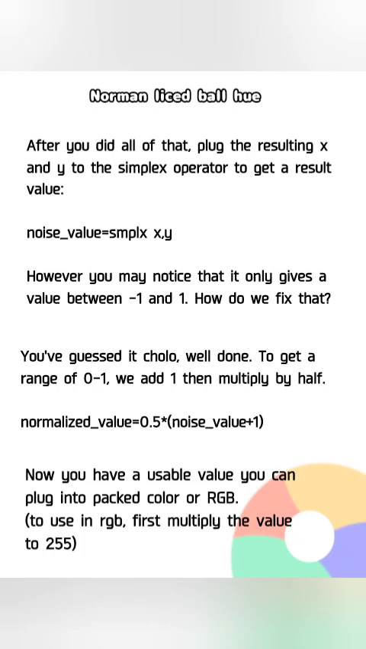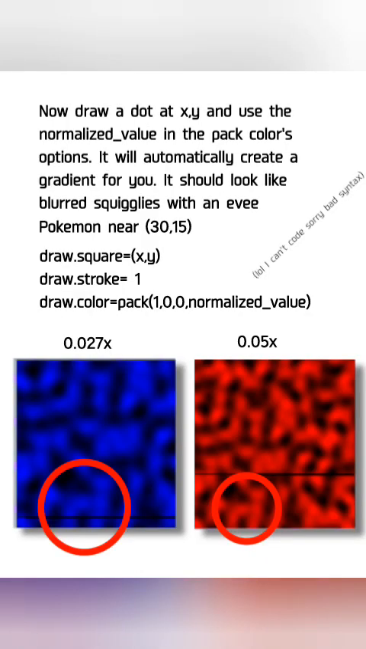Now that your value is scaled, you can use it to pack color or RGB value. Now draw a dot at the original x and y and use the normalized value in the pack colors options. It will automatically create a gradient for you. It should look like blurred squigglies with an EV Pokemon near 3015.